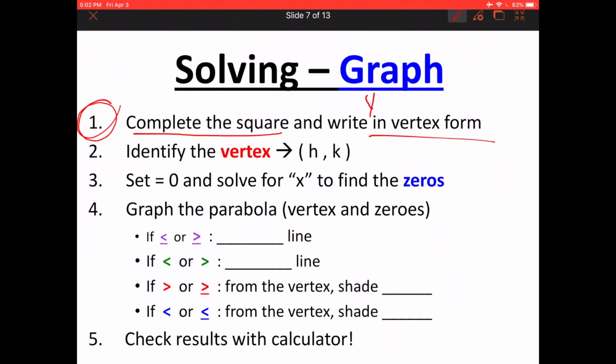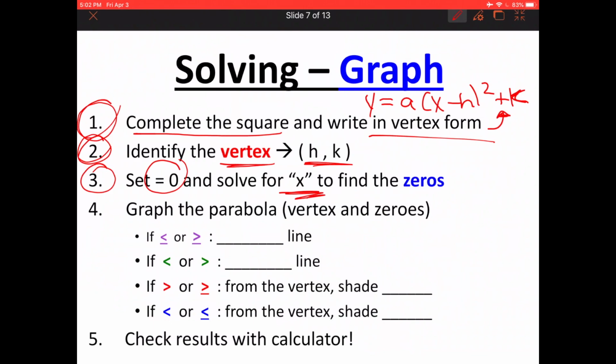Remember that vertex form looks like this: y equals a, x minus h squared plus k, so that's what vertex form looks like. The second step is to identify the vertex, which is h and k. The third step is to set the equation equal to 0 and solve for x. Remember, when we solve for x, we are finding those zeros. Step 4 is where graphing comes into play. So if we're going to graph the parabola, we want the vertex and the zeros.